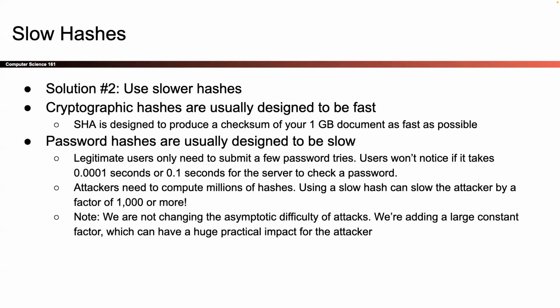So here, we're not actually affecting the asymptotic difficulty. We're not doing big O of anything. All that we're doing is adding a big constant factor, which users who only compute one hash will never notice, but attackers who are computing tons and tons of hashes, it's going to make them really miserable. So that's the idea behind slow hashing.